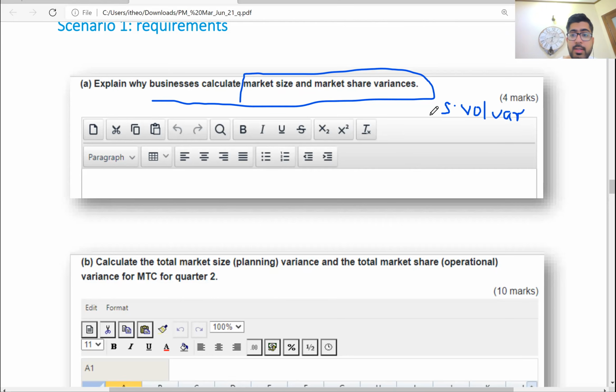volume variance, right? Sales volume variance is split into two parts. One is called sales volume planning variance, and one is called sales volume operational variance. This sales volume planning variance is called market size variance, and this sales volume operational variance is called market share variance.